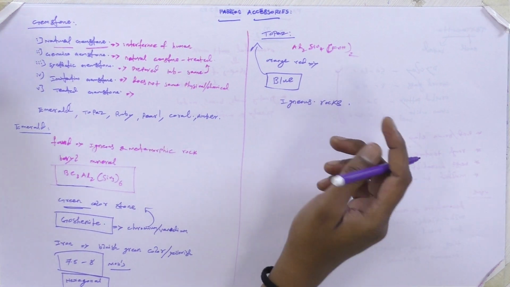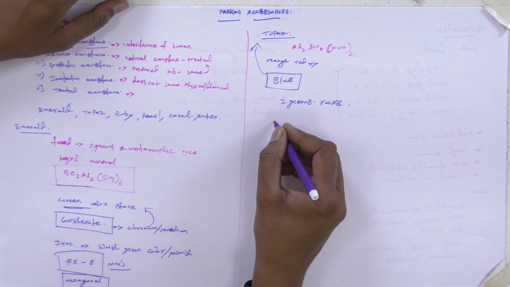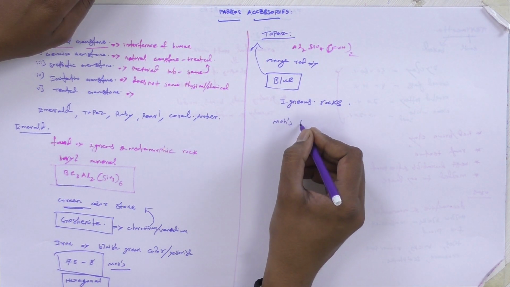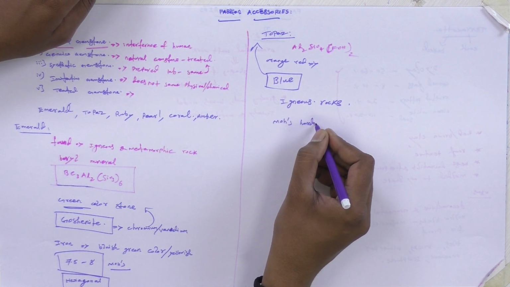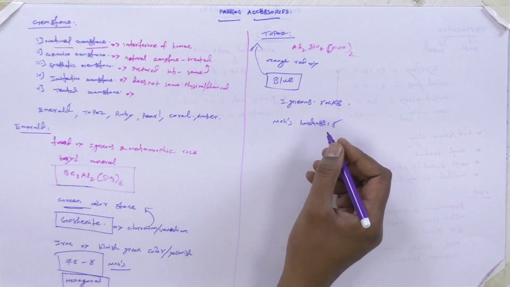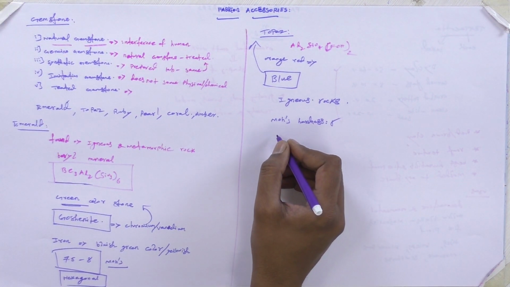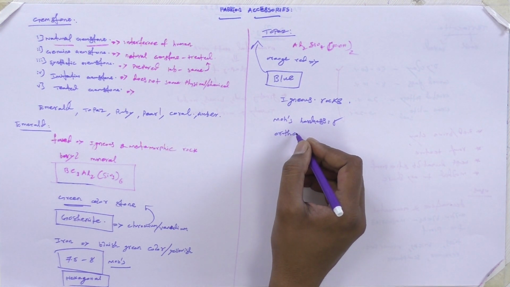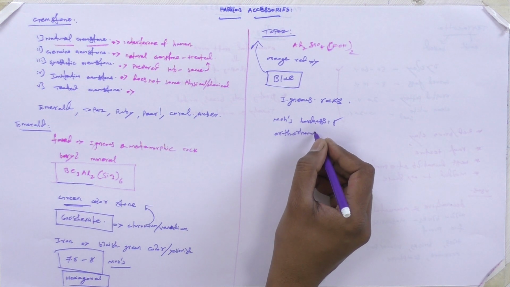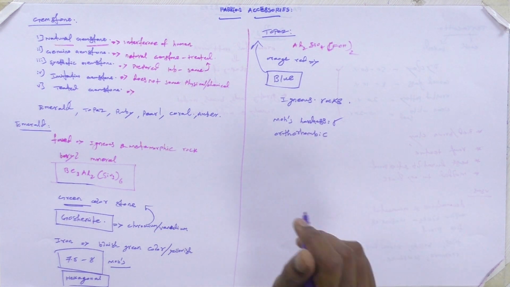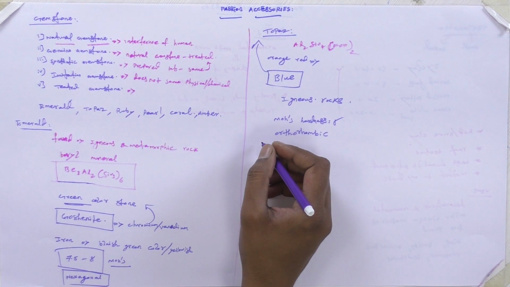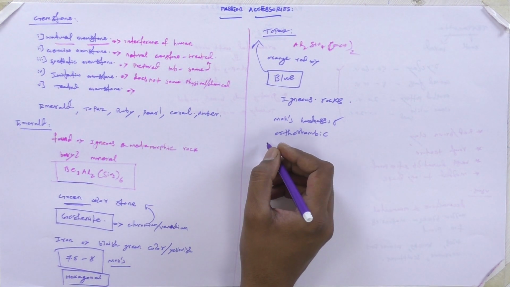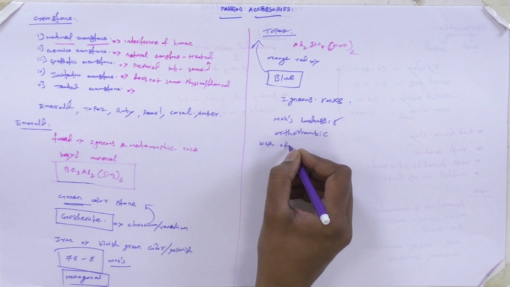Its Mohs hardness is 8. And then the crystal system is orthorhombic. Astrologically, it is the stone for those born in November.